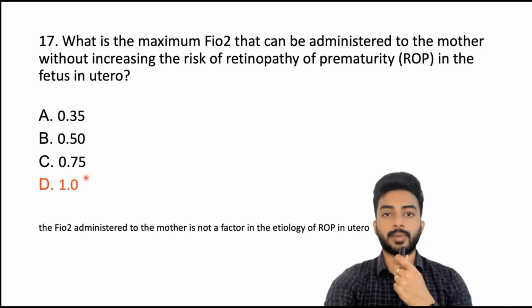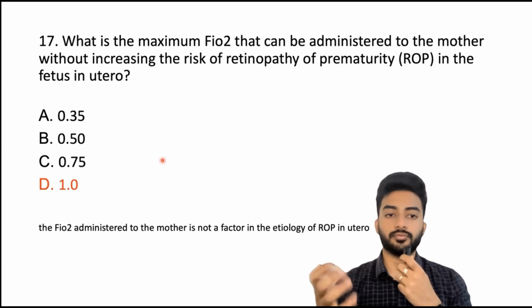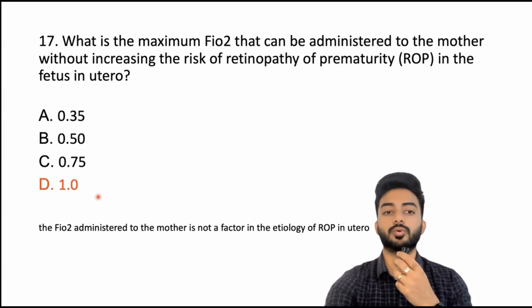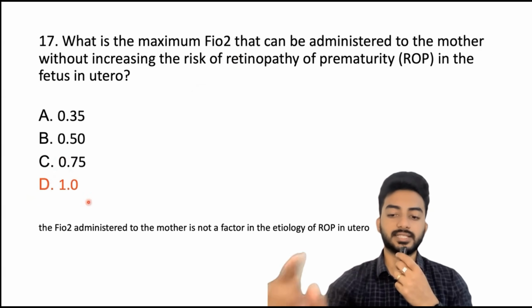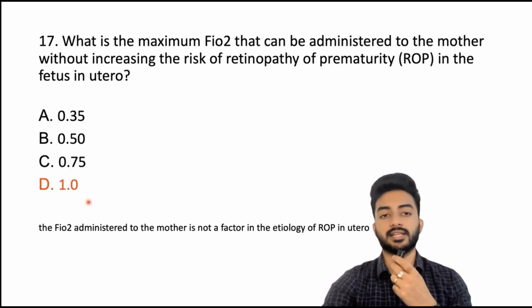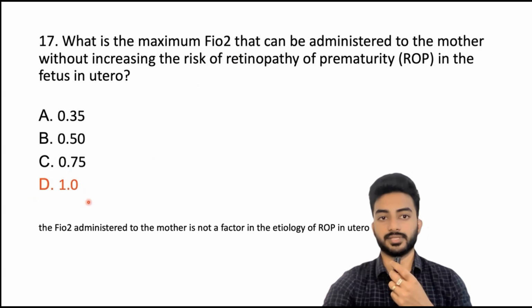And so the maximum FiO2 that can be administered, if the mother is needing more FiO2, then you can go even up to 100%. So this is a trap. You should be aware of this. So the answer for this is D, 100% FiO2.